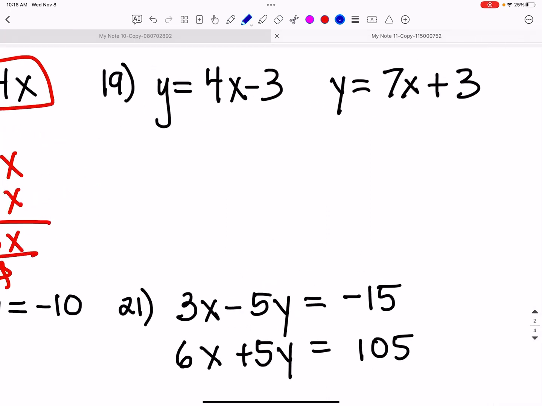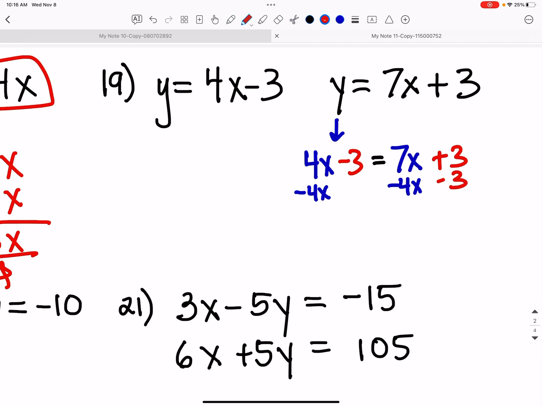Y is the same thing as 4x minus 3, so I'm going to take the y out and plug in 4x minus 3 equals 7x. I'm color coding the teams plus 3. All right, so let's go ahead and minus 4x from this side and move it over with its blue partner. Let's go ahead and minus 3 from this side. So we have to minus 3.